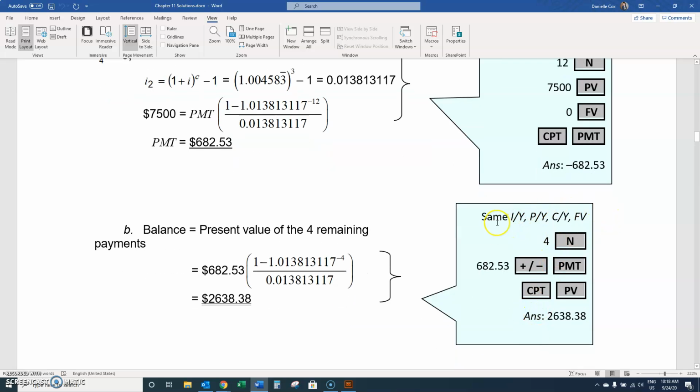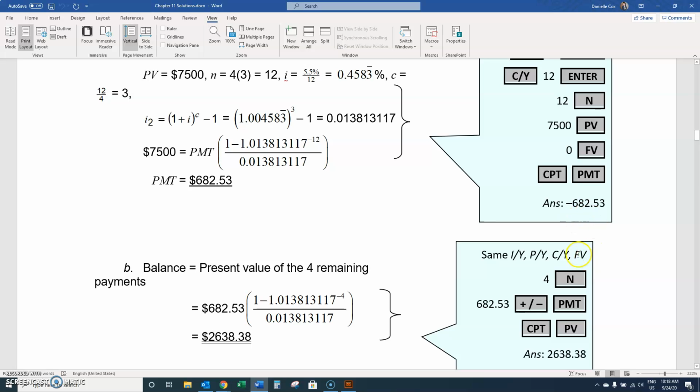So again, benefit of using the calculator, all of these numbers stay the same. We don't need to enter anything. We just need to enter in the 2 numbers that have changed, which is the number of payments that are left. And here we know the amount of the payments, of the 4 payments that are left, and we're trying to calculate what would be the present value of the loan at that point in time.